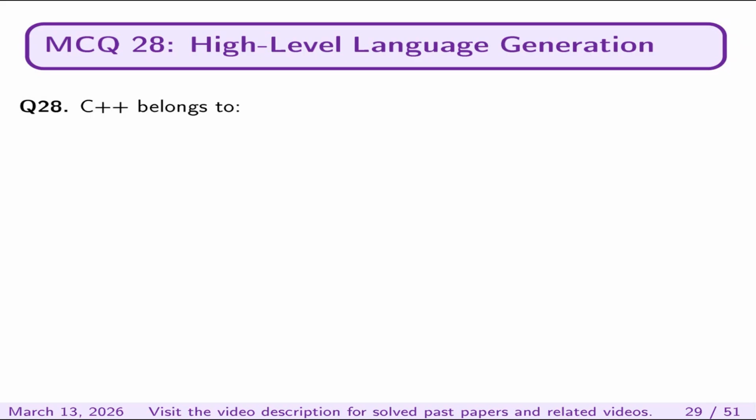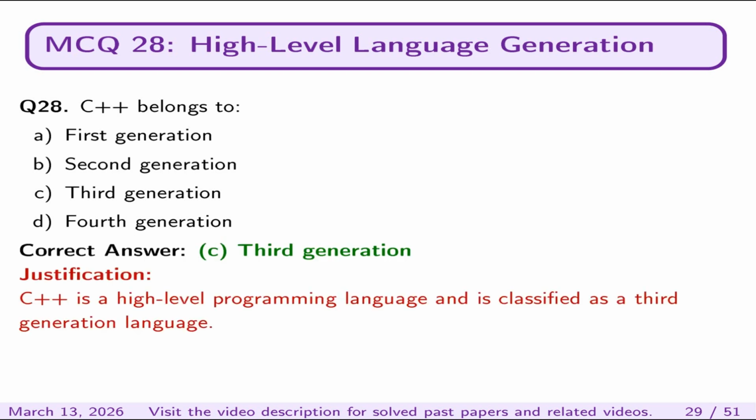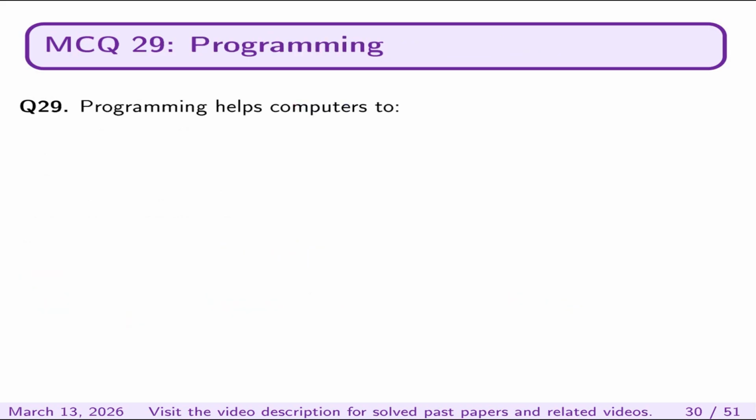Question number 28. C++ belongs to: first generation, second generation, third generation, fourth generation? The correct option is the third generation. C++ is a high-level programming language and it is classified as a third-generation language.